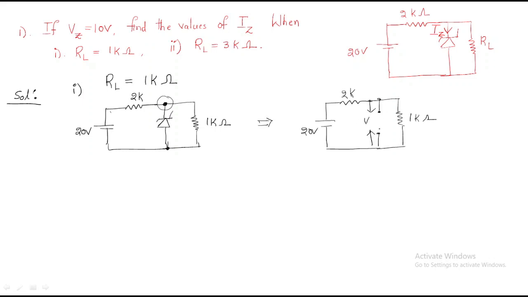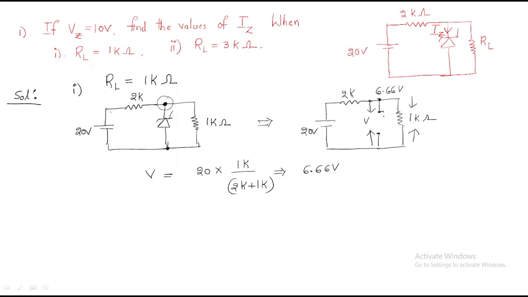In order to find the voltage across this, directly I can write V is nothing but the voltage across the 1 kilo ohm. So if you find the voltage across the 1 kilo ohm, I can write it using the voltage division rule: input voltage times the voltage across that point by total resistance, 2k plus 1k. Now you will get 6.66 volts. So the voltage across this point is 6.66 volts.